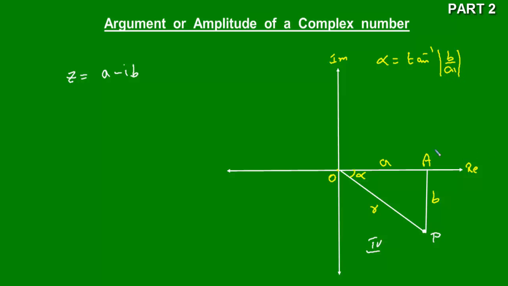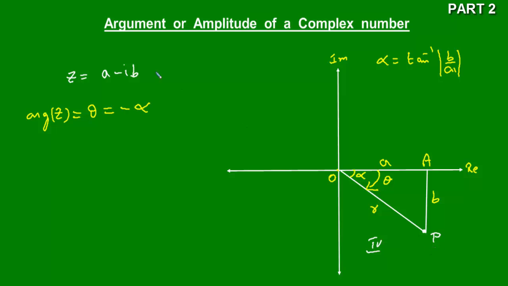Therefore, what is the argument here? The argument is the angle made by the radius vector with the real axis. But the direction, you note, we are measuring downwards, so it will be in this direction, theta. However, theta and alpha measure the same. But can we say theta equal to alpha? No, because we want it in the positive direction of the real axis. Therefore, we say here theta is equal to negative alpha. Therefore, the argument of Z is theta equal to negative alpha.